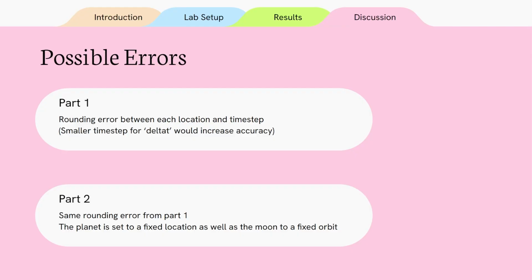In Part 1, possible errors include rounding error between each location and time step, in which a smaller time step for delta t would increase the accuracy. In Part 2, the same rounding error is present from Part 1, as well as the planet is set at a fixed location, as well as the moon to a fixed orbit, leaving out forces that would greatly affect the orbits over a long period of time.